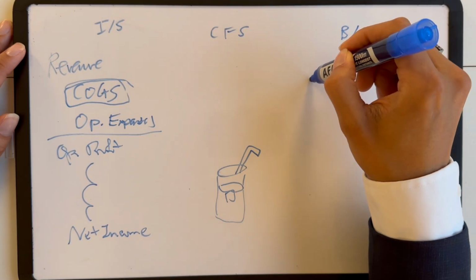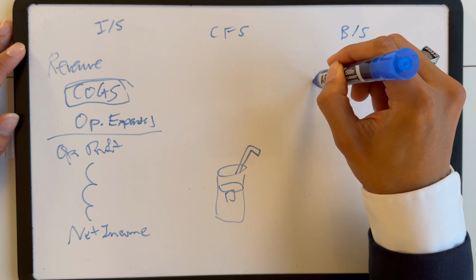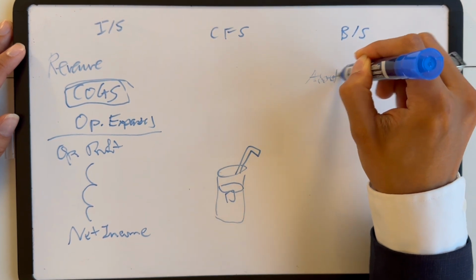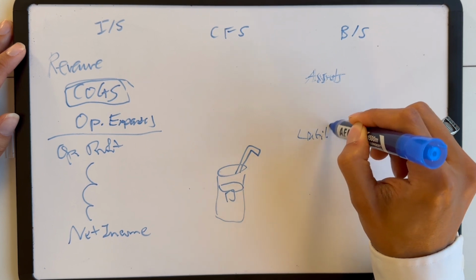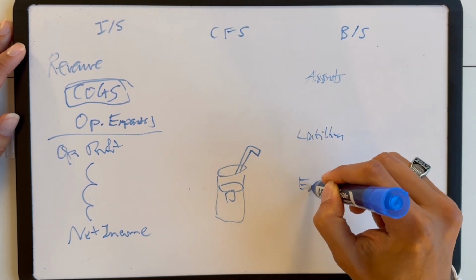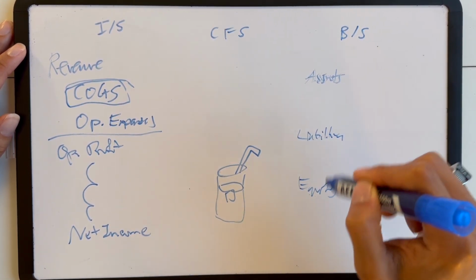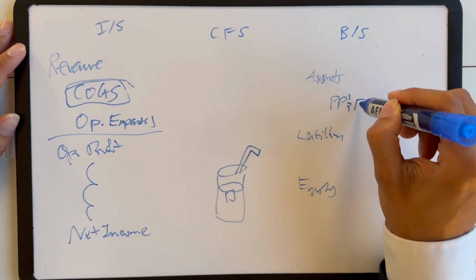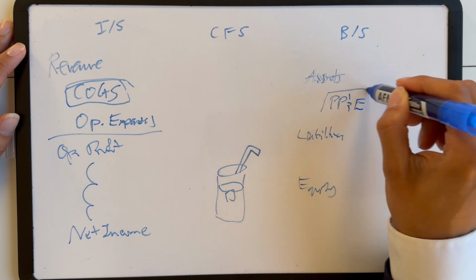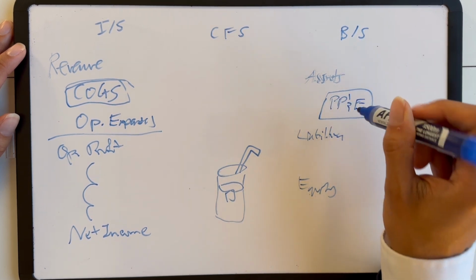This is capitalized. On the balance sheet, you have your assets, you have liabilities, and you have your equity. So this would go under PP&E, property, plant, and equipment. And so this expense is capitalized.